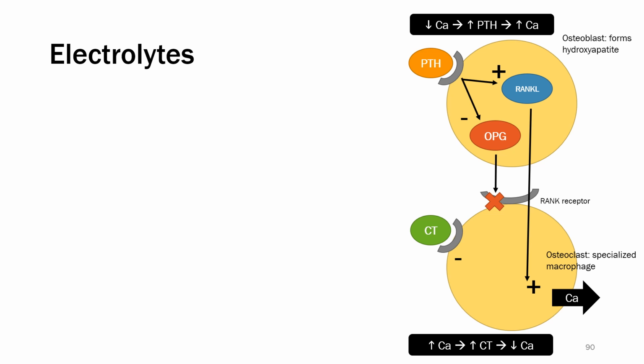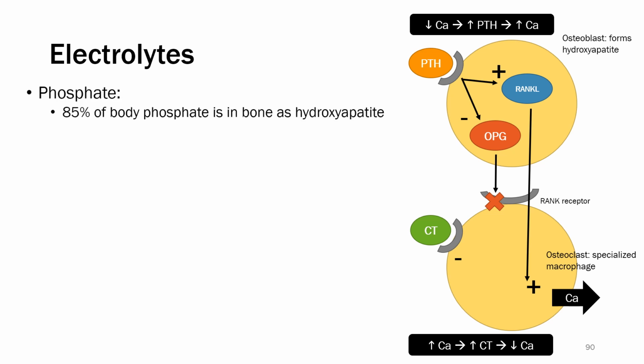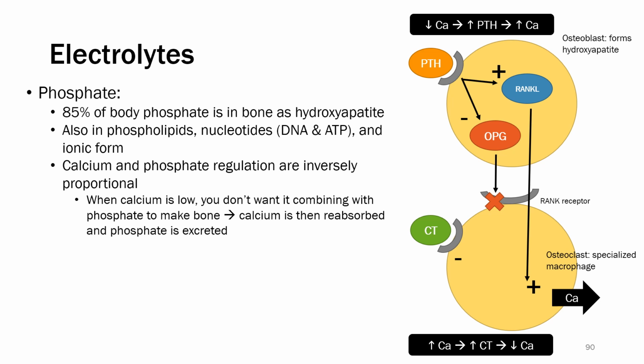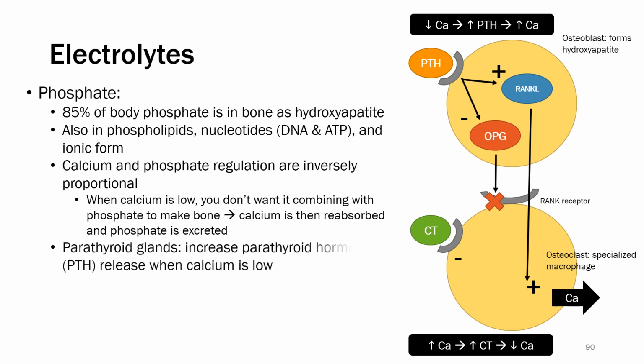Next up, we'll look at phosphate. 85% of the body phosphate is in bone as hydroxyapatite. So that's in combination with calcium. It's also in phospholipids, nucleotides, DNA, and ATP. The P is phosphate, and in ionic form. Calcium and phosphate regulation are inversely proportional. When calcium's low, you don't want it combining with phosphate to make bone. You don't want hydroxyapatite if your calcium's low. So if the calcium's low, calcium's reabsorbed and phosphate is excreted.